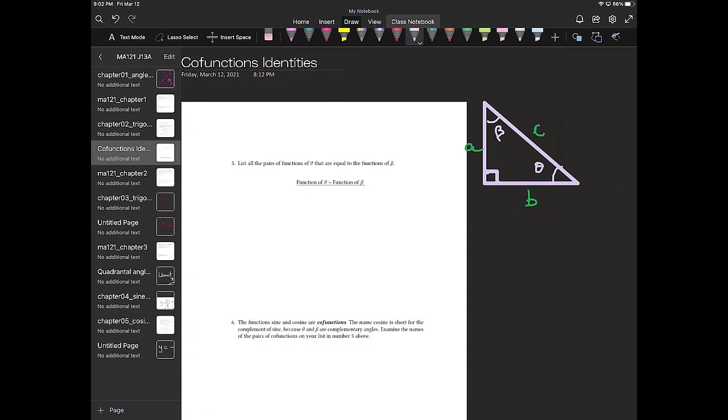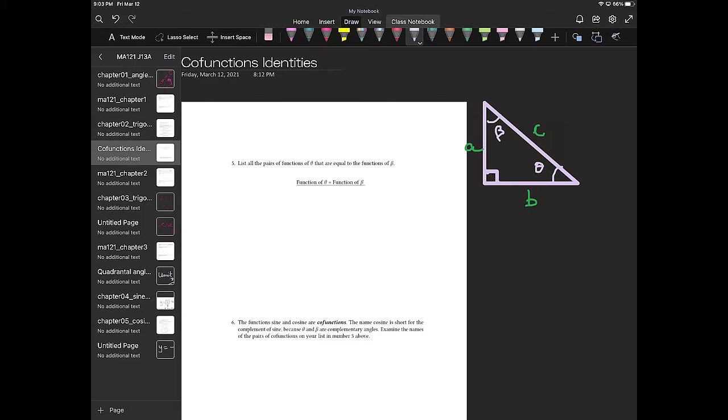Hi everyone! In this video we are going to identify the pairs of trigonometric functions that are equal in value for the acute angles of a right triangle. Let's consider that the acute angles of our right triangle are theta and beta. In this triangle, the opposite side of theta has length A, the opposite side of angle beta has length B, and the hypotenuse is equal to C.